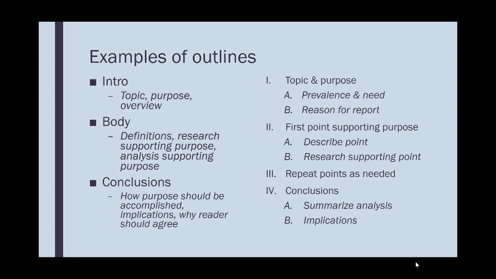The same content is in the right-hand side. It's just set up a little bit differently. It uses Roman numerals and capital letters, and could even get a little bit more detailed using numbers under each capital letter. But it starts with a topic and purpose. You may want to talk about prevalence and need and the reason for the report. The second point is where you begin the body of the report. It's the first point supporting your purpose. You describe it and the research that supports it. Then number 3 is you repeat the points as needed. And again, you end with conclusions that summarize your analysis and talk about the implications.